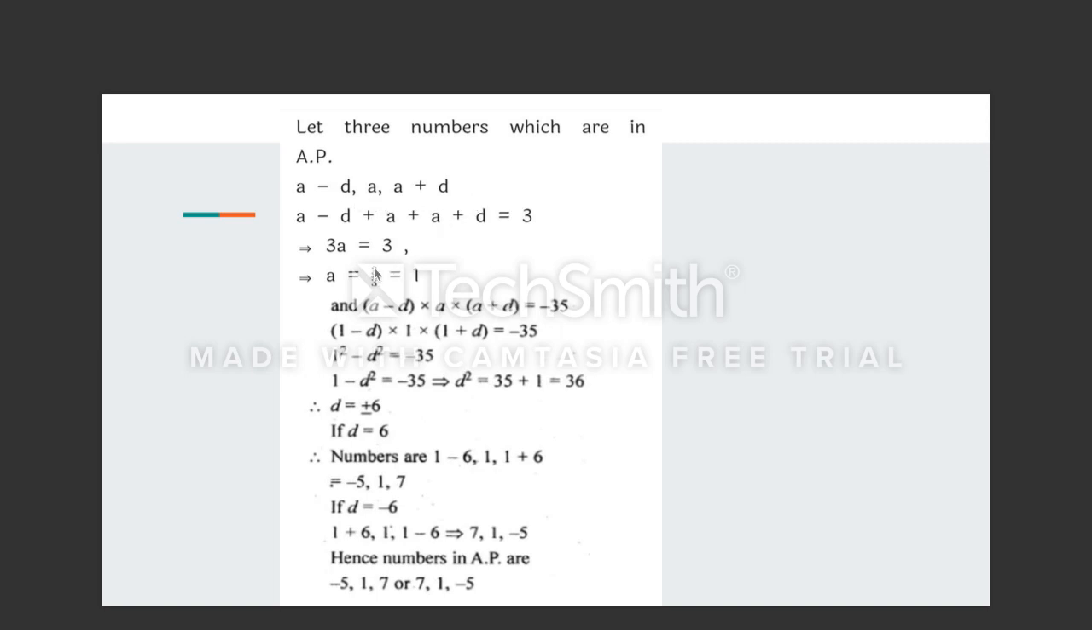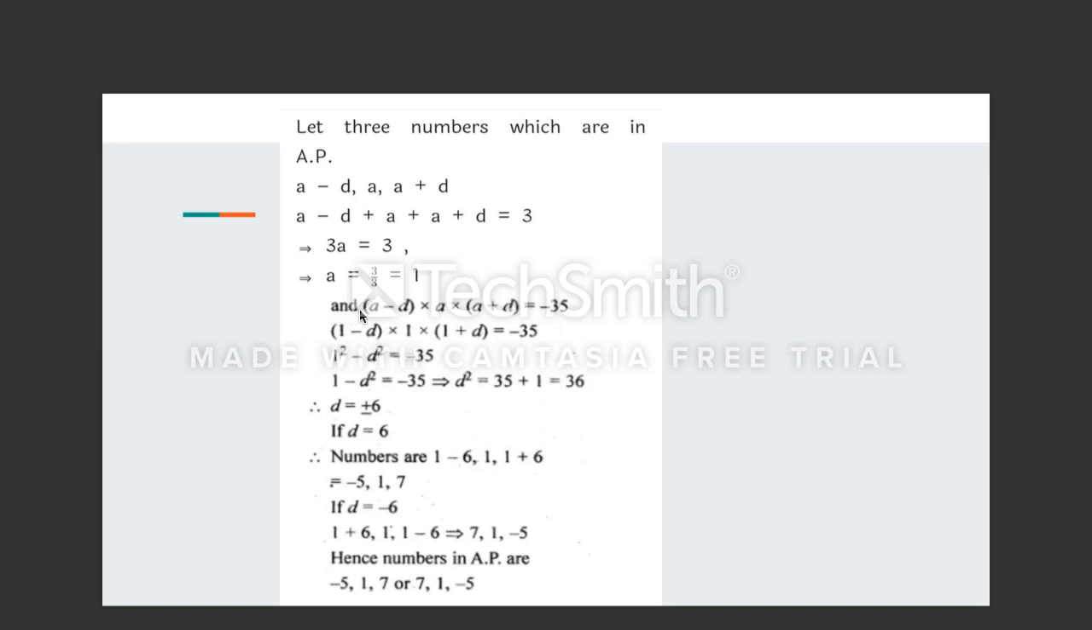Sum of the three means plus, which is given as the sum of the three numbers in AP. These are the three numbers in AP, and the sum is 3. So what do I get on solving? D will be cancelled with D, 3 times this A is added. So 3A becomes equal to 3 and A comes out equal to 1. So the very first thing we know from the given part, sum of three numbers in AP is 3, is that A comes out 1.